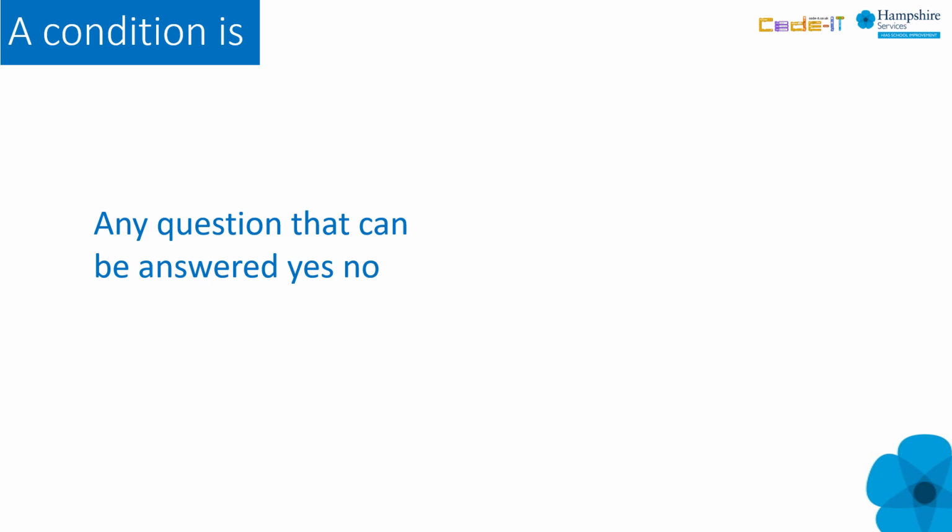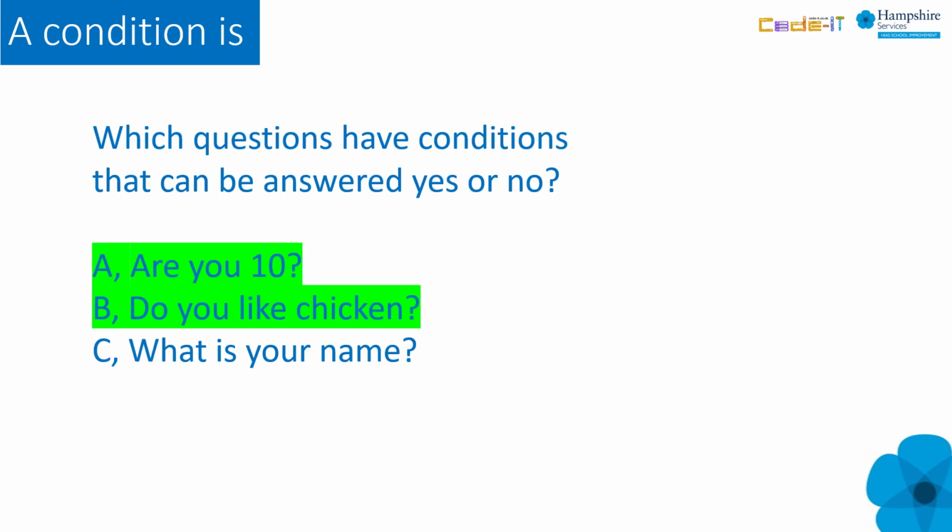Before we can use a condition, we need to describe what a simple algorithmic condition is. It can help to check pupils' understanding of a simple condition with a simple question like this. We can identify that C is not a good condition because we can't get it to a yes or no answer.